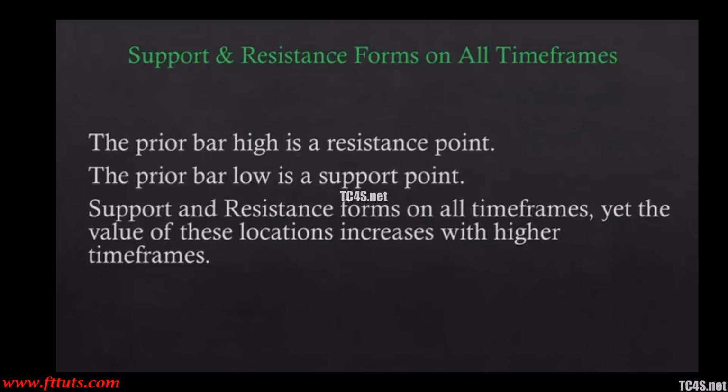Now, support and resistance forms on all time frames. The word is recursive, but it means that you look for it on any time frame it exists. Now, the prior bar high is a resistance point, and that's on every time frame, but it doesn't matter as much to me. That's why I don't go too low. On an hourly basis, I'm looking at acceptance or rejection above the prior bar's high, and the daily bar's prior high and the daily bar's prior low.